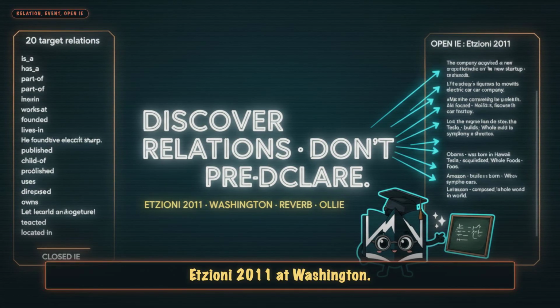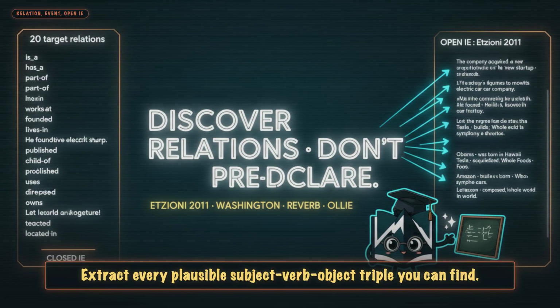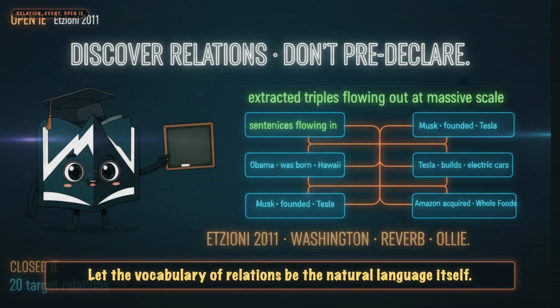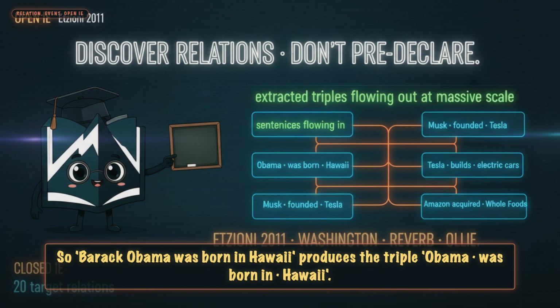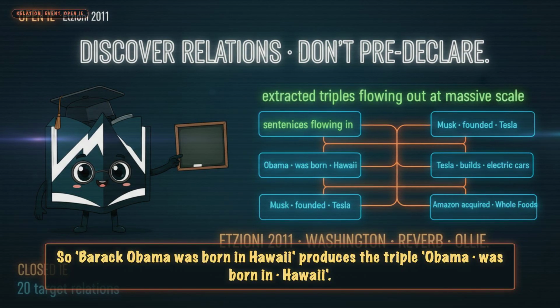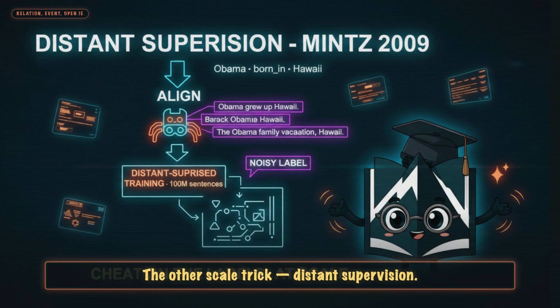Etzioni 2011 at Washington. Reverb. The insight. Stop pre-declaring relations. Extract every plausible subject-verb-object triple you can find. Let the vocabulary of relations be the natural language itself. So "Barack Obama was born in Hawaii" produces the triple Obama, was born in, Hawaii. No target schema. Web scale. Millions of relations.